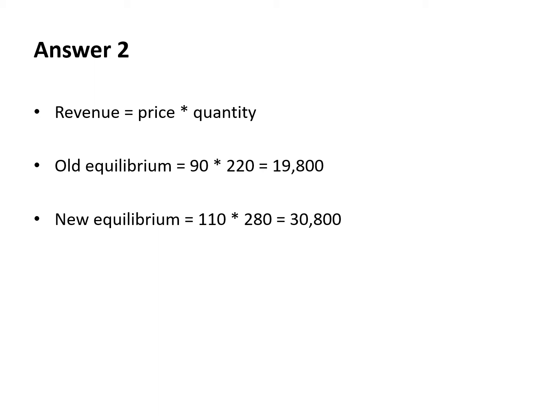Now, in the old equilibrium, the price was 90 and the quantity 220. So our old equilibrium revenue was $19,800. At the new equilibrium, because the price jumped to 110 and the quantity increased to 280, we can see we made a higher revenue, which is equal to 30,800.